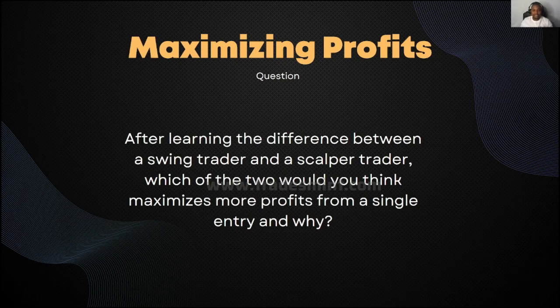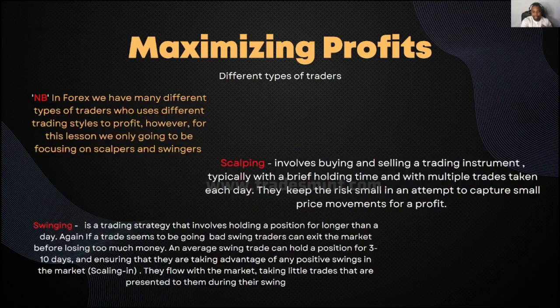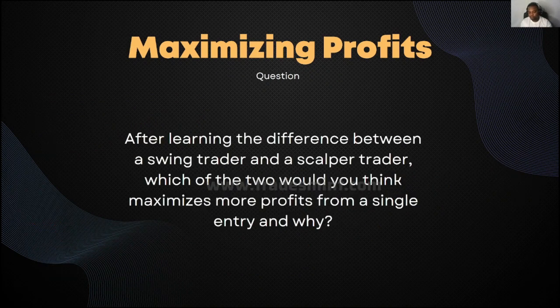So the question is, after learning the difference between a swing trader and a scalper, which of the two would you think maximizes more profit from a single entry, and why? After learning that a swing trader is a person that holds a position for 3 to 5 days, and that person can always exit out of the trade, and learning that a scalper holds trades briefly and takes a lot of trades, which one would you think is most likely to be maximizing more profits than the other, and why? Let me give you a minute to think about it.